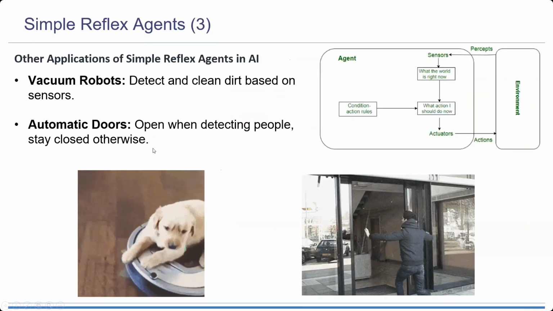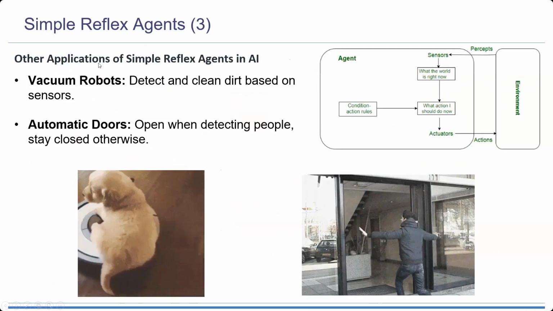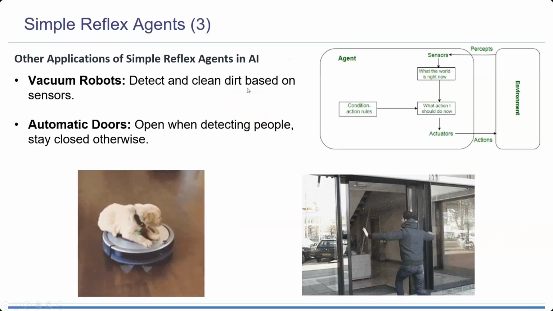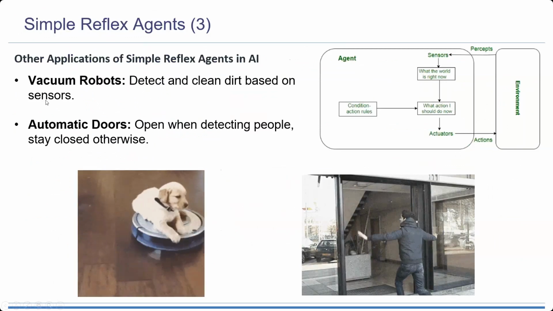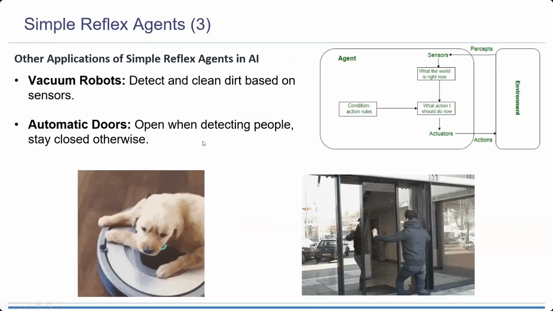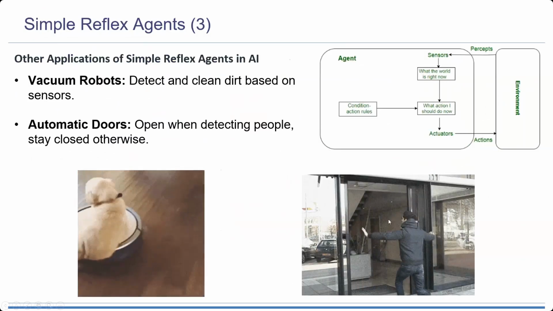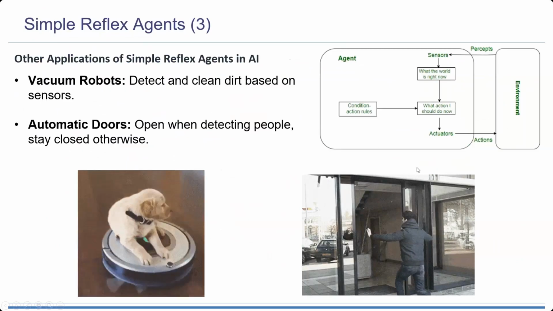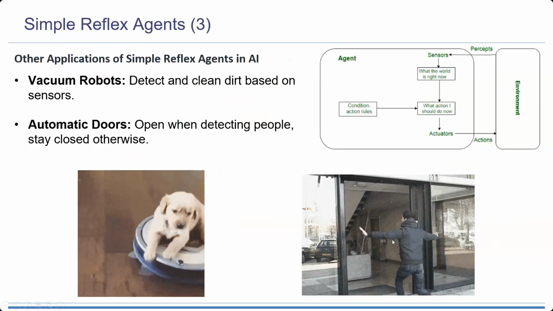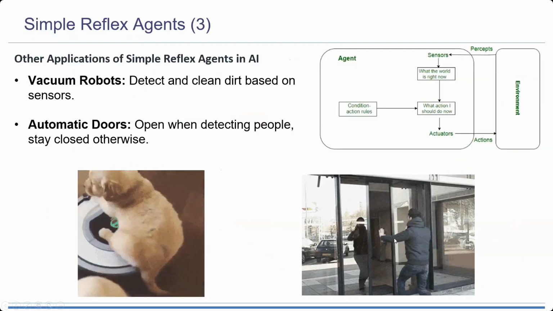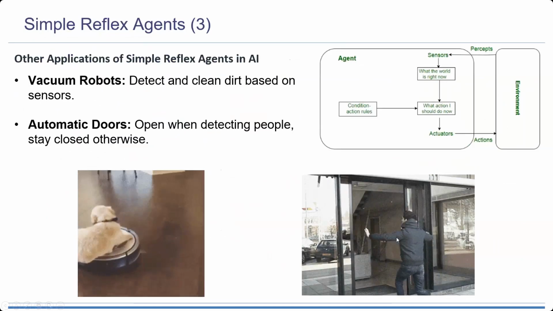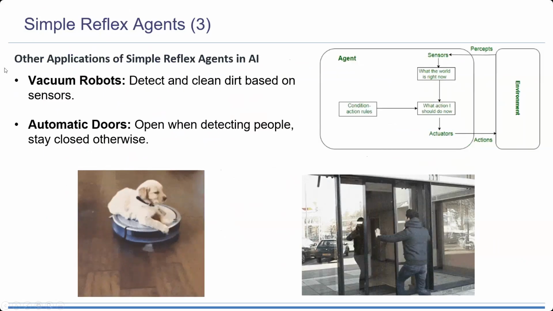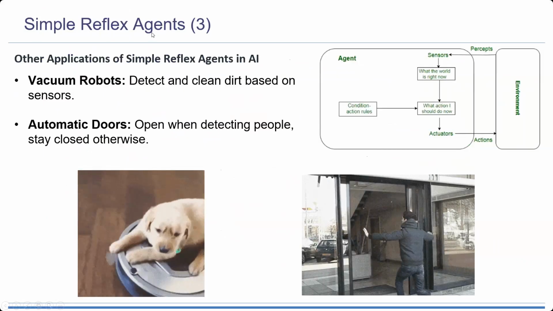Another example of simple reflex agents is vacuum robots. The vacuum robots can detect and clean dirt based on sensors. Or automatic doors: the door opens when it detects people. So can we say this is AI? Actually, this is not real AI, but it is a very simple AI, which we call the simple reflex agent.